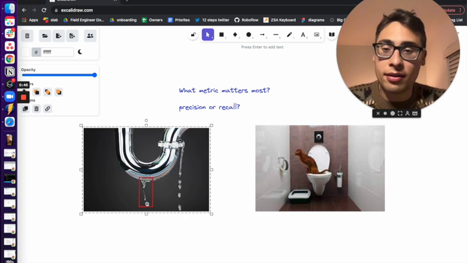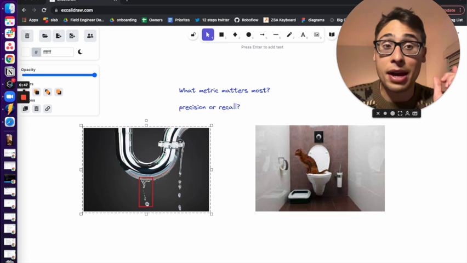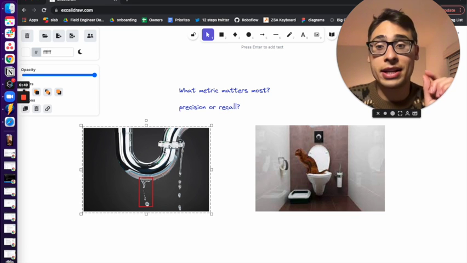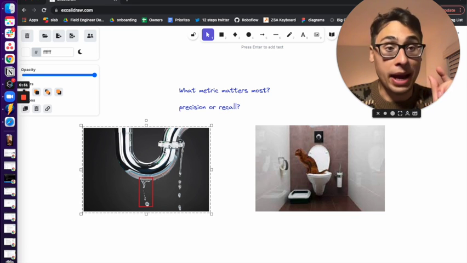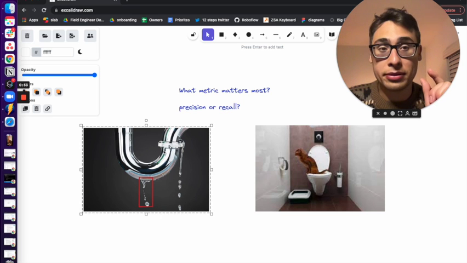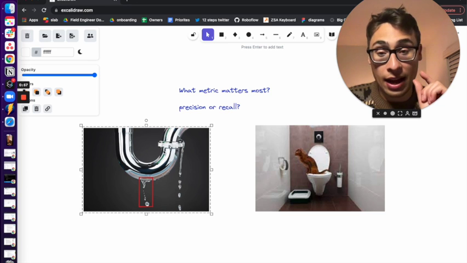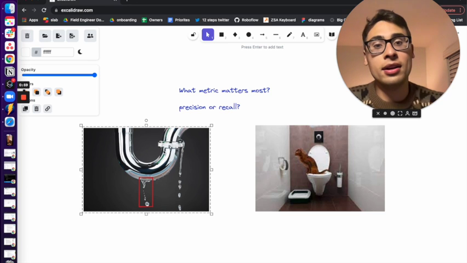Situation number one. I have a leaky pipe detector. And by that, I mean I'm detecting leaks on pipes. In this case, if there is a leak on a pipe, I should detect that leak.